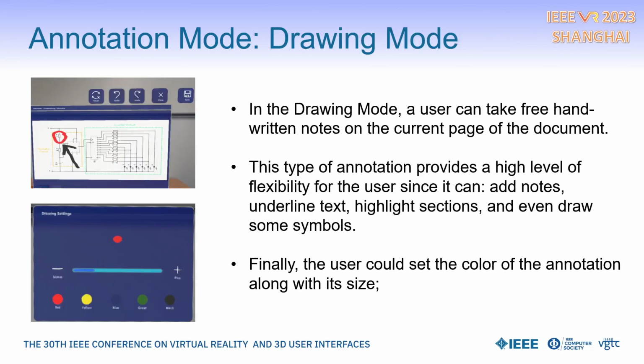The first sub-mode provided by the annotation mode is the drawing one. In the drawing mode, a user can take freehand written notes on the current page of the document. This type of annotation provides a high level of flexibility for the user, since it can add notes, underline text, highlight sections, and even draw some symbols. Finally, the user can set the color of the annotation along with its size.